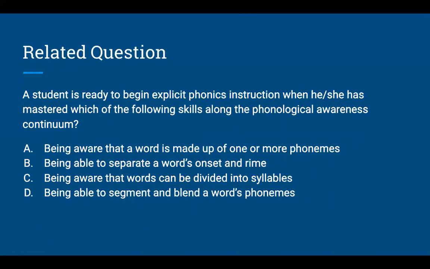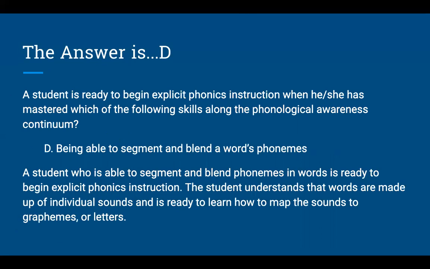Think about what option is best for students transitioning to or being able to begin explicit phonics instruction. That means that they have to be the furthest along the phonological awareness umbrella to be able to start that transition to the alphabetic principle and phonics instruction. So the answer is D. We talked about this before, like I said. A student who is able to segment and blend the phonemes in words is ready to begin explicit phonics instruction based off of the question.